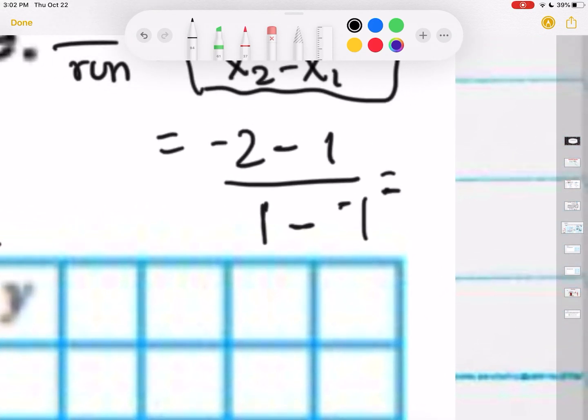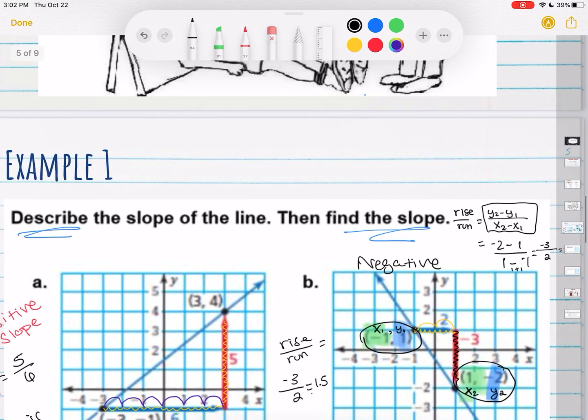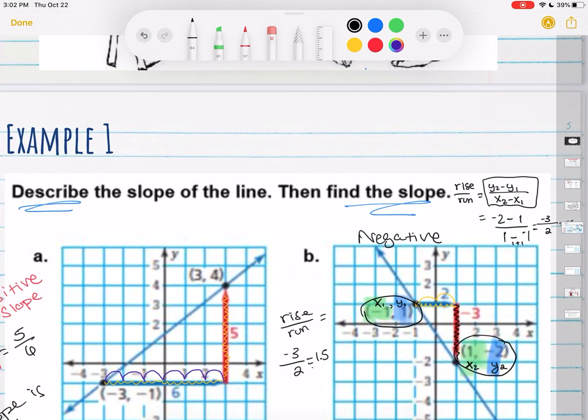So -2 minus 1 is -3. You for sure can use a calculator for this if you want. 1 minus a -1 is 2, right? Because 1 minus -1 is 1 plus 1. So -3/2, which is -1.5. So this is an alternative way to find slope, and this is really helpful if we're not given a graph.